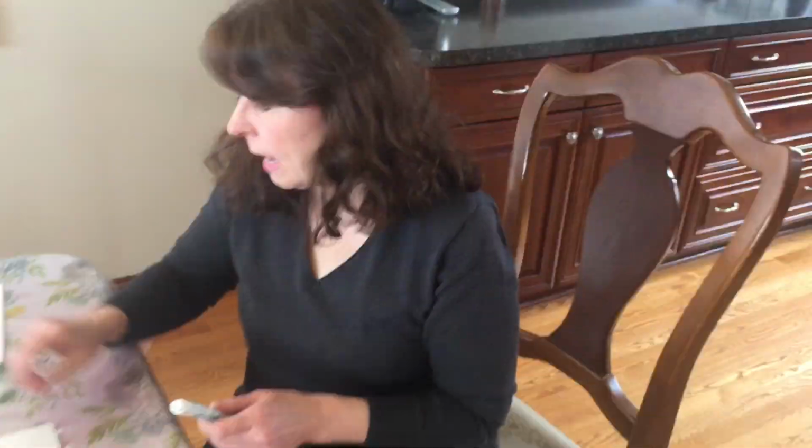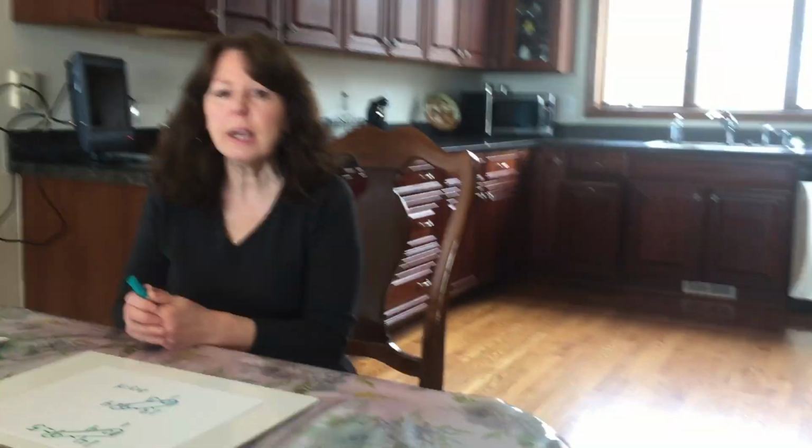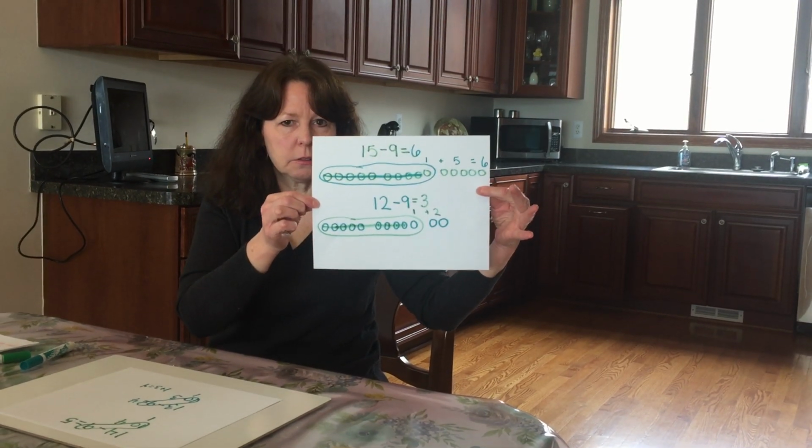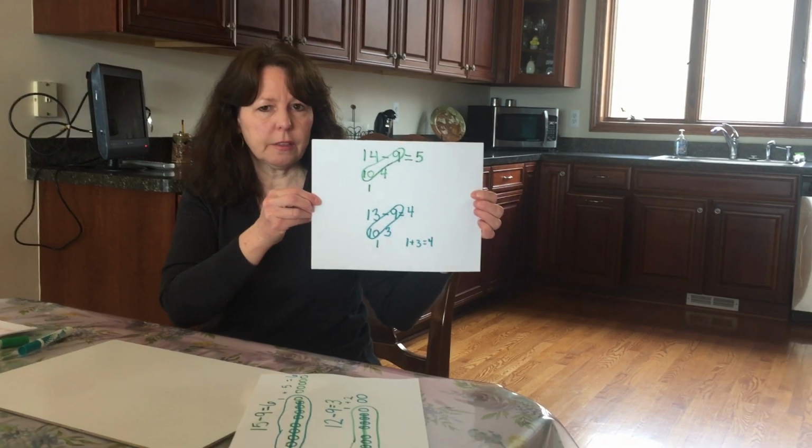So in the homework packs, I'm going to have a sheet for you, and they're all going to be taking away 9s. So if it's easier for you to make a picture, you can make a picture like this. Or if you would like to do the number bonds, you can do it like this.